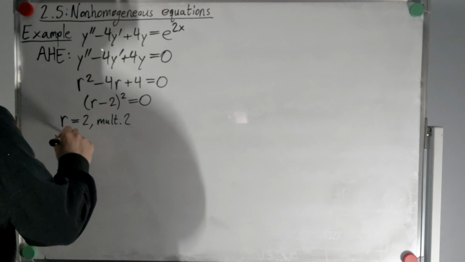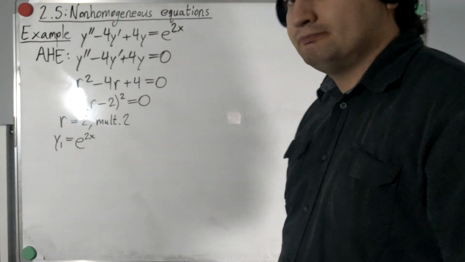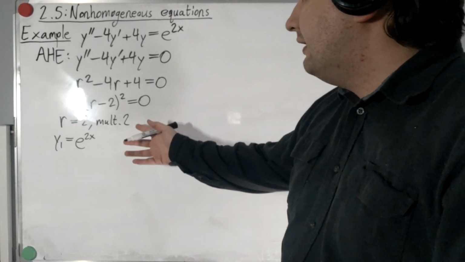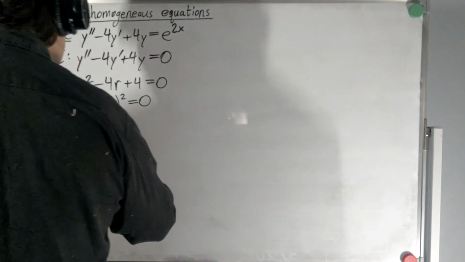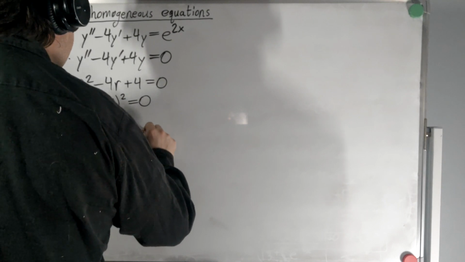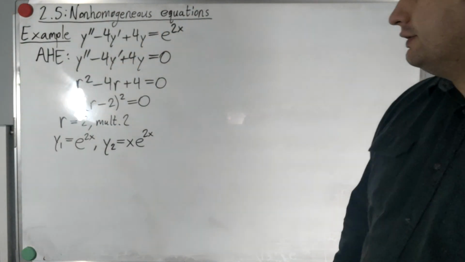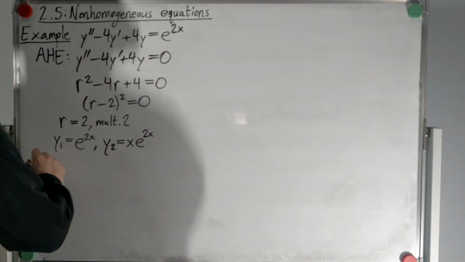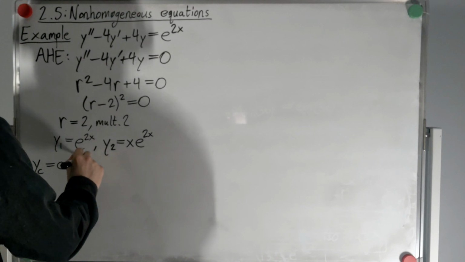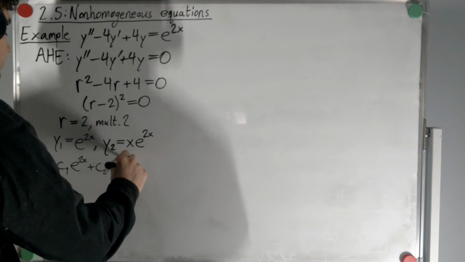That gives rise to the solution y1 = e^(2x). And also, since we have a multiplicity of 2, we can get the other solution by saying y2 = x e^(2x). Okay. So now the complementary family is going to be all the linear combinations of these: c1 e^(2x) + c2 x e^(2x).